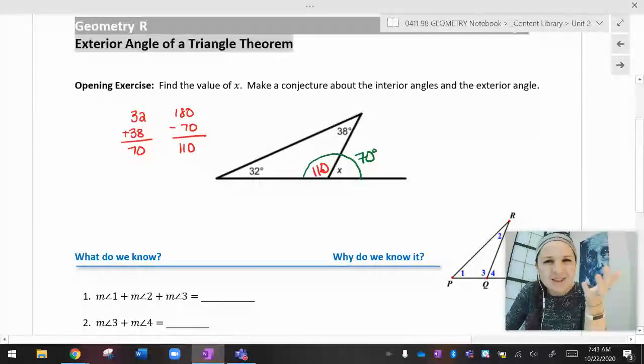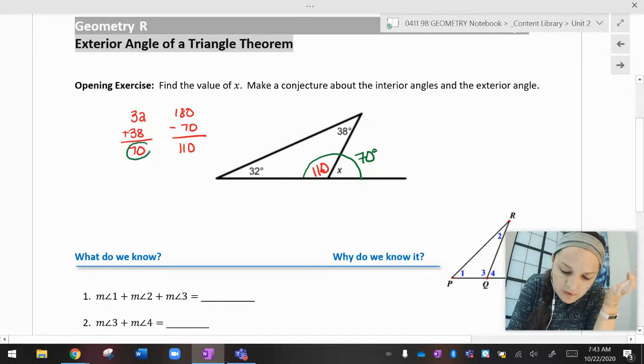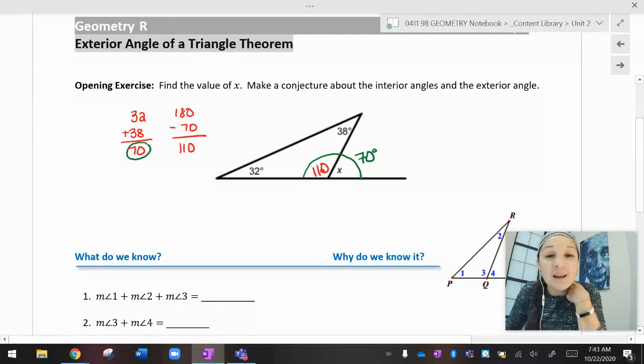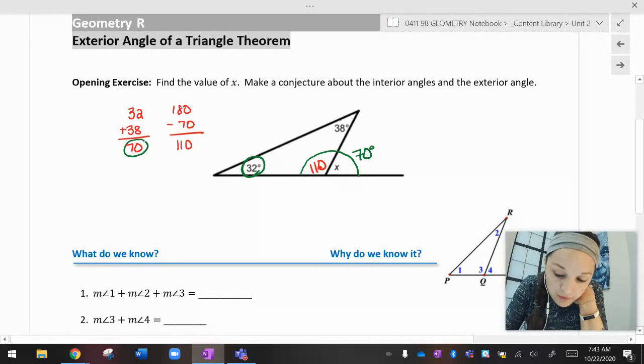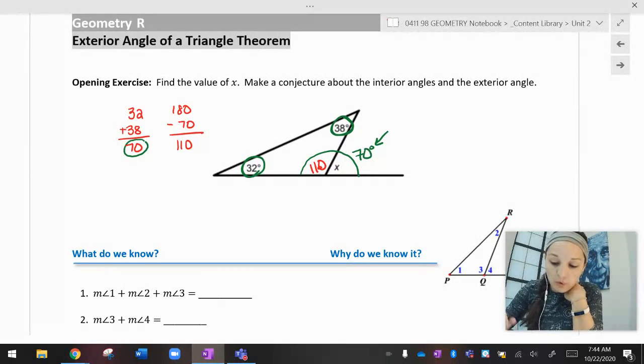Wait a second, I already said 70 once. Where did I get 70 before? Oh, the 70 was right here. That is not a coincidence. That is something that happens every time. The sum of these two angles right here adds up to the angle on the outside. And that is what's known as the exterior angle of a triangle theorem.